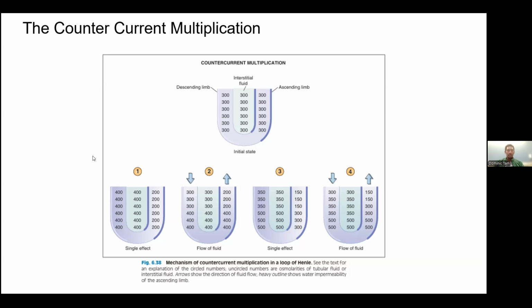So we're focusing on number one, the single effect. Right. So sodium chloride is going to be reabsorbed out of the ascending limb and deposited in the surrounding interstitial fluid, and water is going to be left behind in the ascending limb, right? And as a result of that, the interstitial fluid osmolarity is going to increase, and that is highlighted in this picture by the 200s in the ascending limb and the 400s in the interstitial fluid. The fluid in the descending limb is then going to equilibrate with the fluid in the interstitial fluid. And that is how its osmolarity is going to become 400. So that is how we have our 200, 400, and 400, number one.